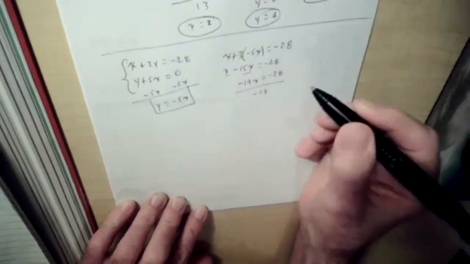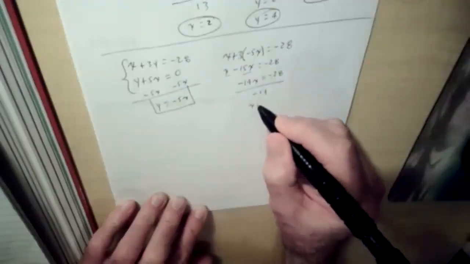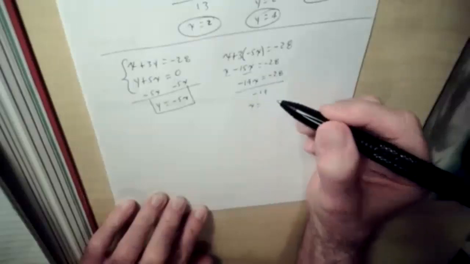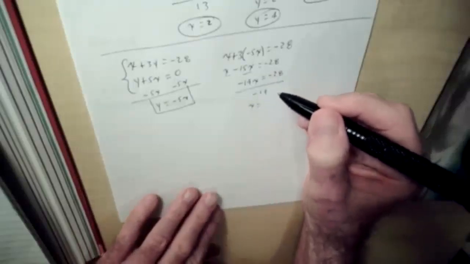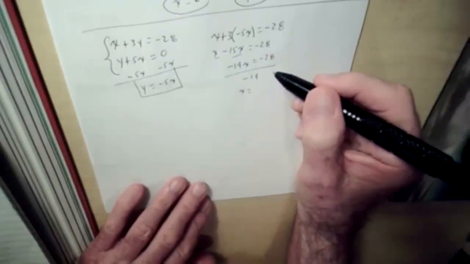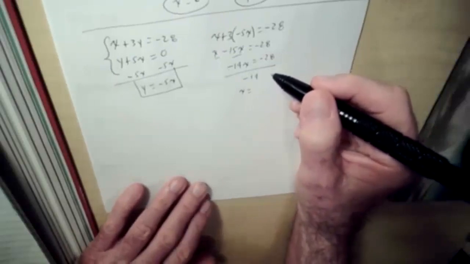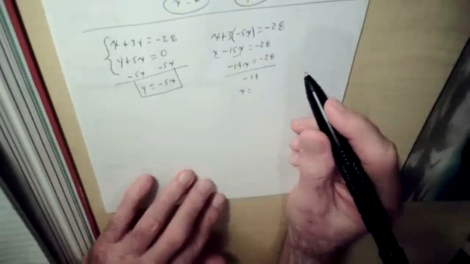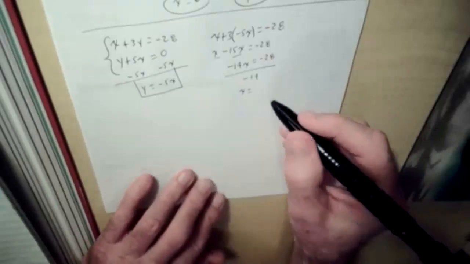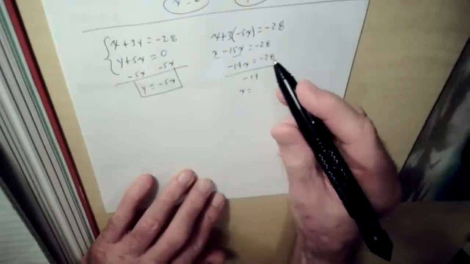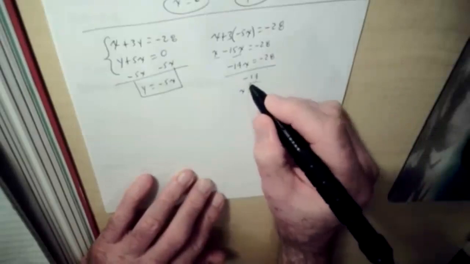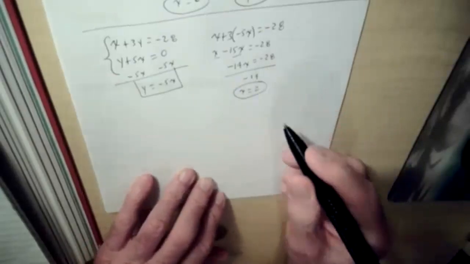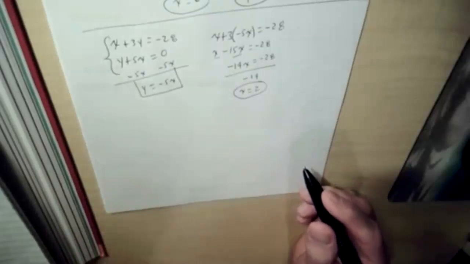Divided by negative 14. X equals, negative divided by negative is a positive. If you're not sure, your brain goes numb or whatever, put it in your calculator, but please don't tell Professor Burke on me. Negative divided by negative is a positive. So x is 2. Now we have to find out what y is.